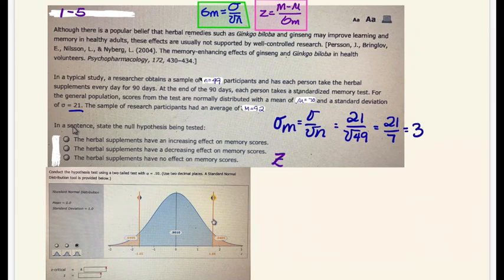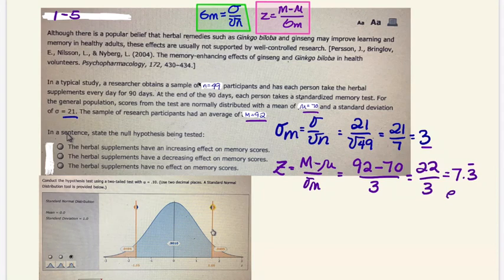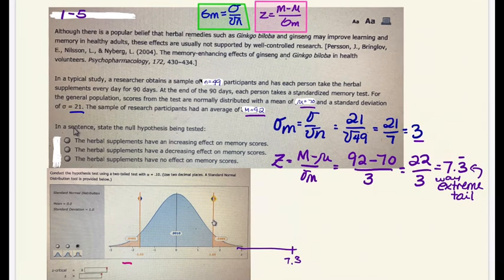Next, for our z-score formula, we'll take the sample mean minus the population mean and divide that by the standard error. So in this case, we'll have 92 minus 70 and divide it by 3, which gives us 7.3 repeating. Now, this is not a number you're really going to see. This would be so far in the extreme tail that it won't even show up on a unit normal table. It's just the result that I came up with. But generally, your z is going to be less than 4.